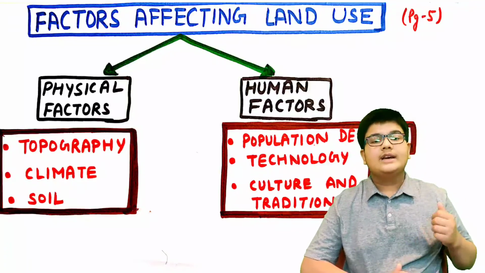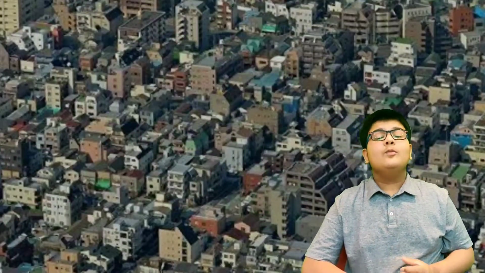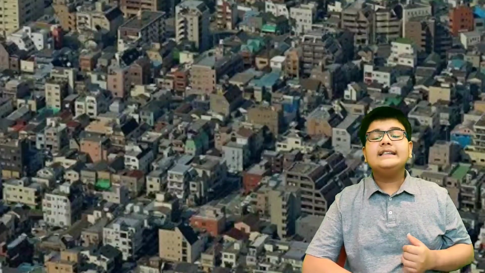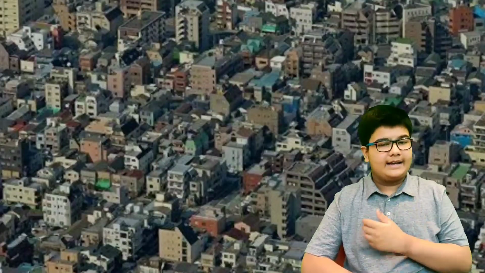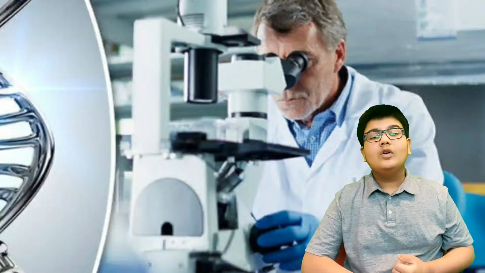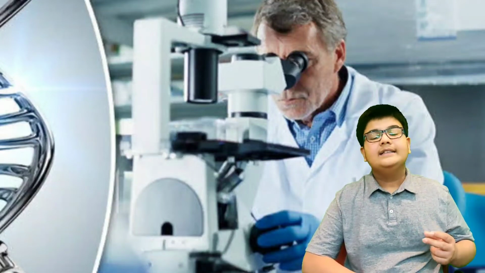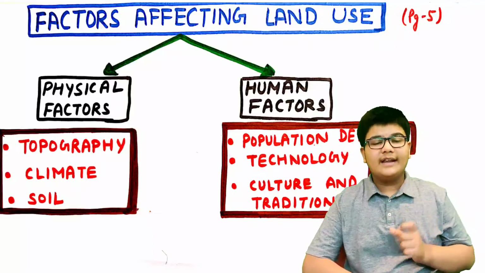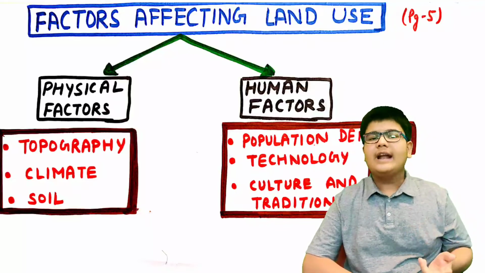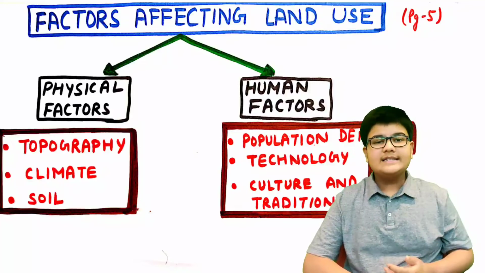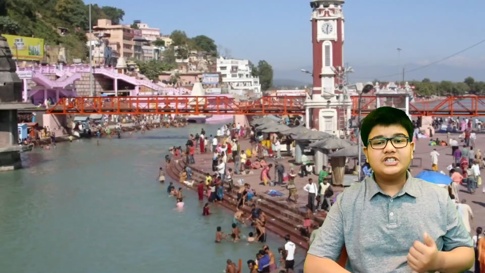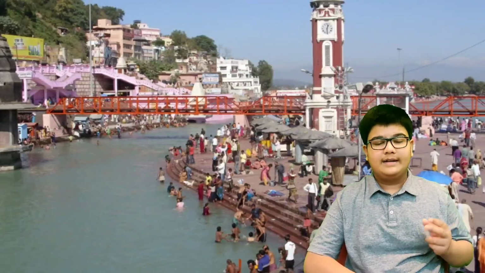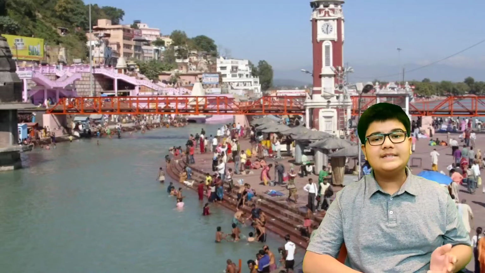Human factors. So the first is population density. So if the region is more densely populated, then there will be less land available for agriculture. Second, technology. So we know that in the urban areas, more land is diverted to non-agricultural uses, while in the rural areas which have less technology, most of the land is agricultural land. And third is culture and traditions. So for example, religious places such as Haridwar, Varanasi, etc., they have more amount of land dedicated to temples and tourism.